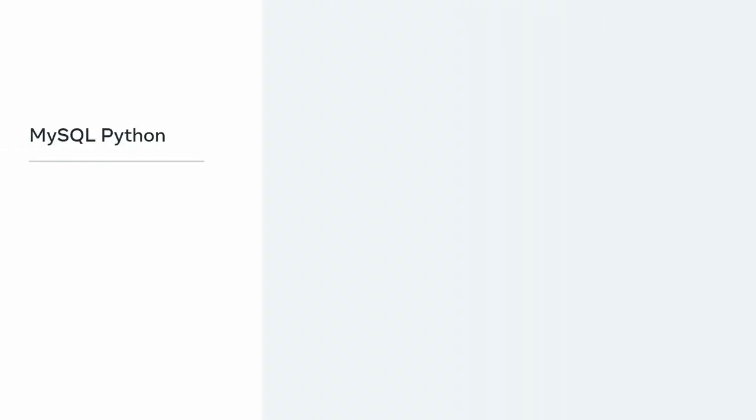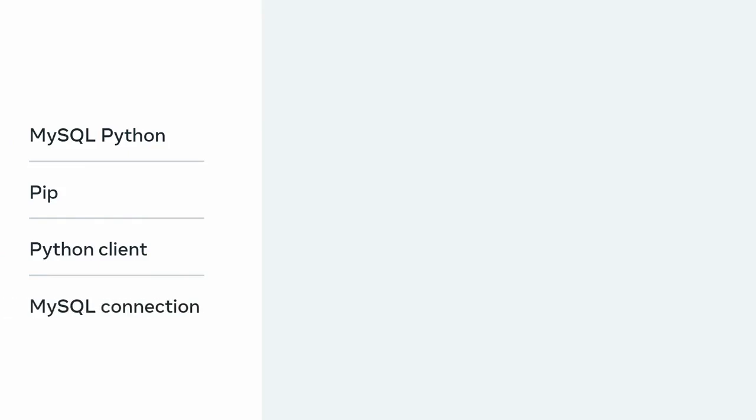You'll begin the module by learning about the MySQL Python connection, and you'll learn about using pip to install packages or software. You'll then learn how to install a front-end Python client and connect it to a back-end MySQL database. You'll then explore how to establish communication between Python and MySQL to perform CRUD operations.